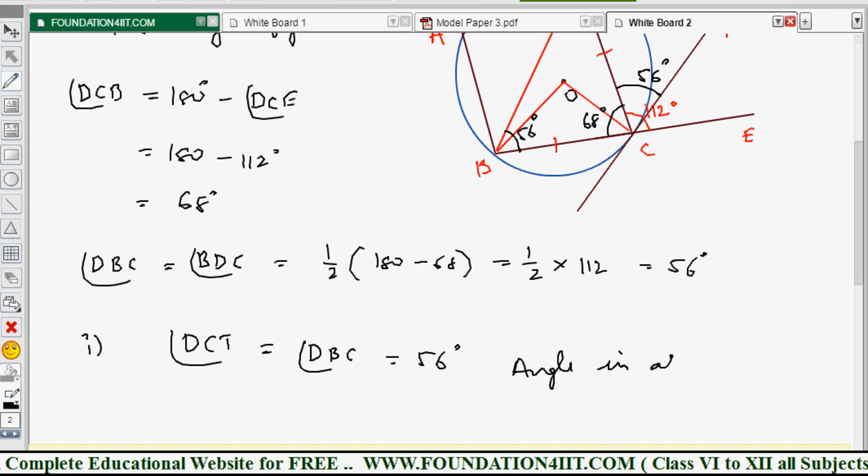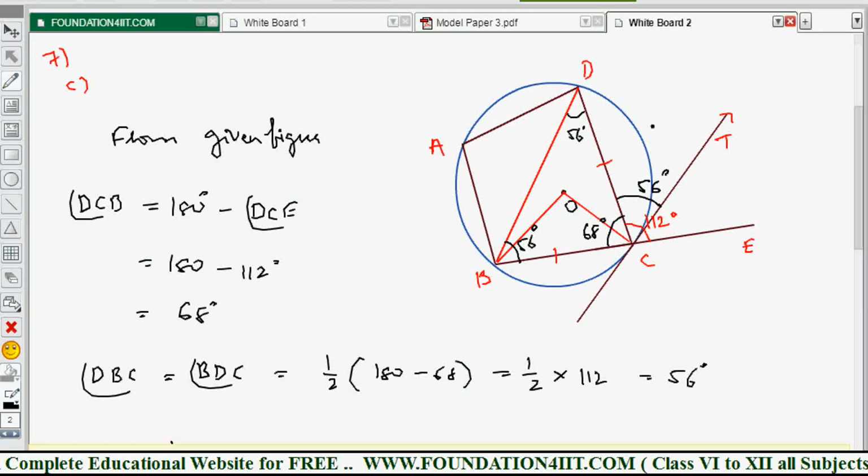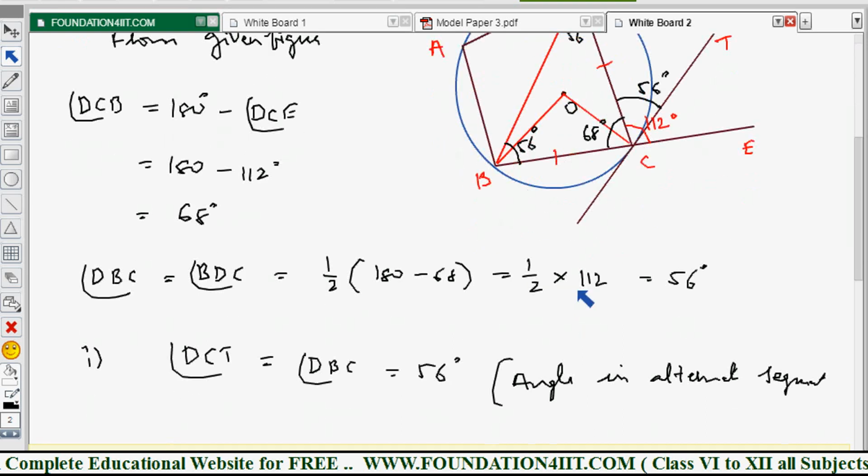Because of this, angles in alternate segment are equal. The angles in alternate segment property is applied. And there is a tangent, so anytime we take a chord to this tangent, whatever angle you observe here should be equal to the angle in the other side segment, that is DBC. That's right. This is 56 degrees.